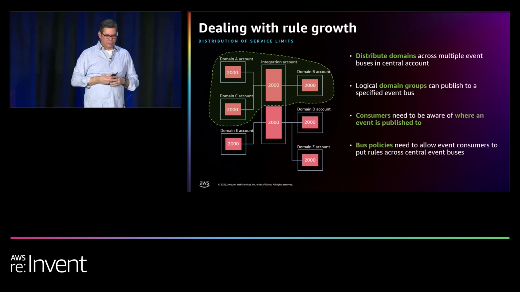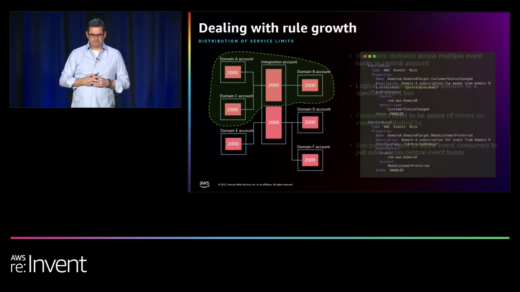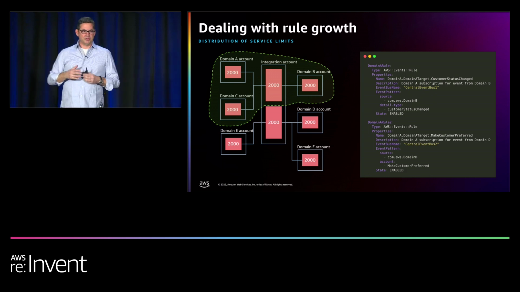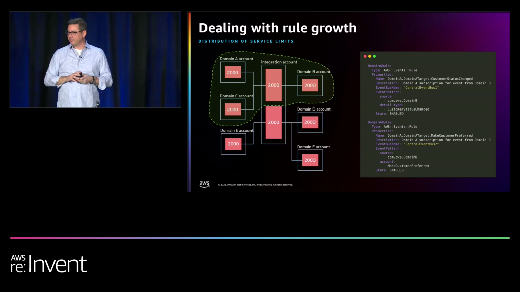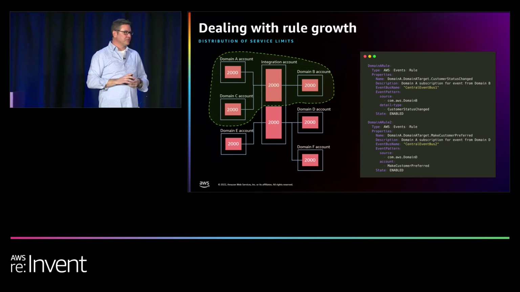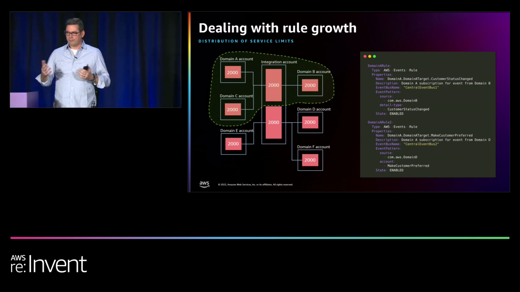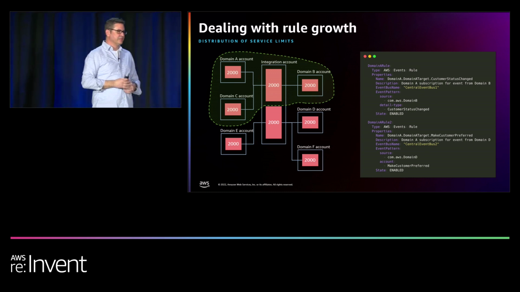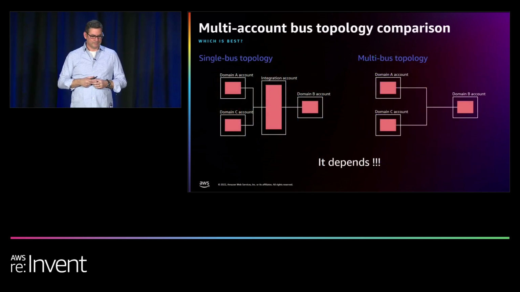That then also has the effect of distributing rules across multiple event buses. Well, we need to be aware of that and work with our other services that are creating rules on those event buses to make sure that they have the appropriate policies to do that. And they also need to be aware of where certain events are being published to. Now, this is one way you could potentially do this, but it allows you to maintain that centralized topology that you've adopted in your organization.